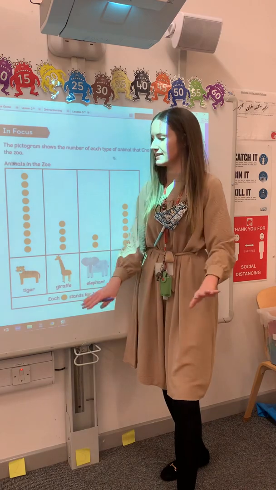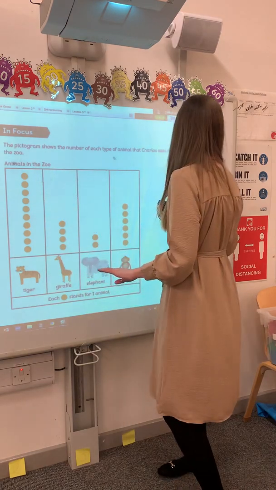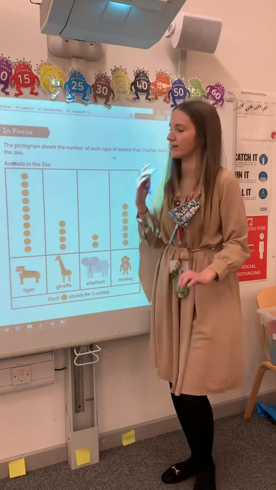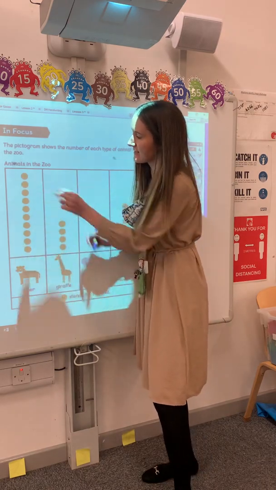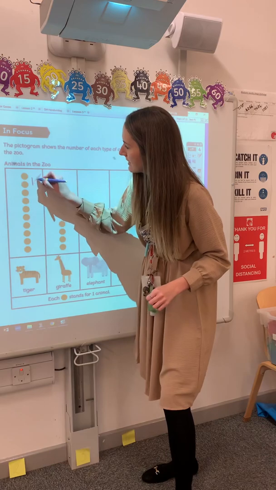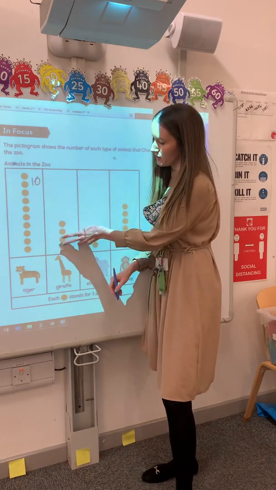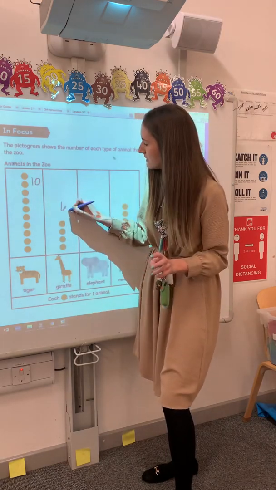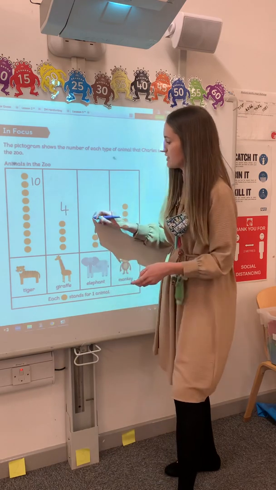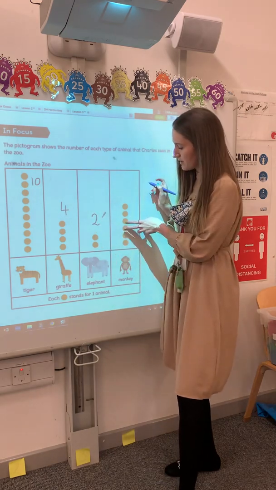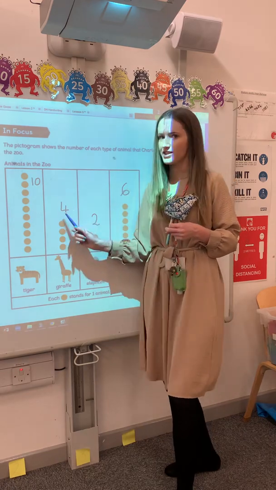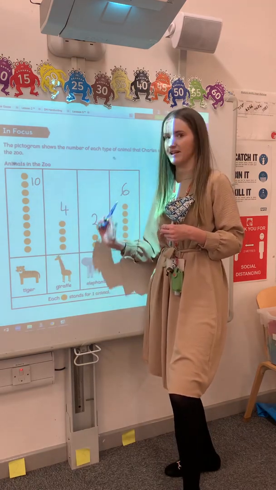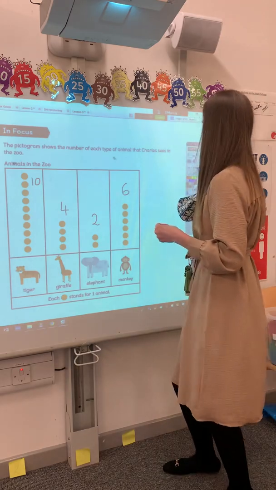So before we do anything, I always count them and write it down so I don't forget. So we've got 2, 4, 6, 8, 10. He saw 10 tigers. 2, 4. We can see straight away that that's 2, 4, 6. Wonder if you notice anything about these numbers. We'll come back to that.